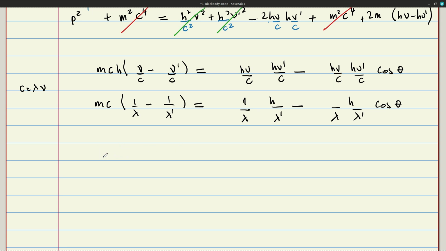What I'm going to have is mc divided by h. This is the h. So multiply everything with lambda, lambda prime: lambda prime divided by lambda minus lambda, lambda prime divided by lambda prime is equal to 1 minus cosine theta.